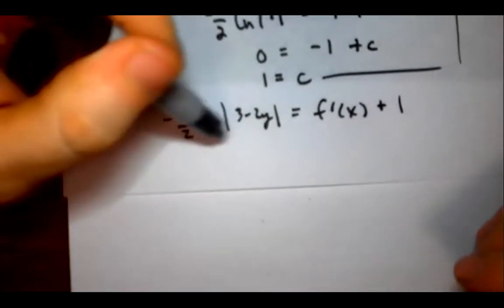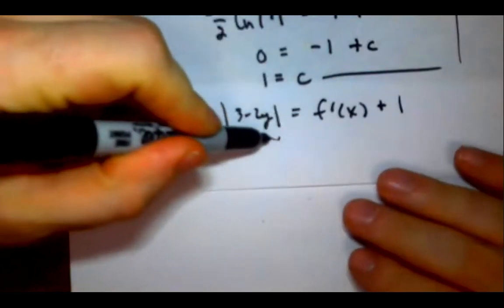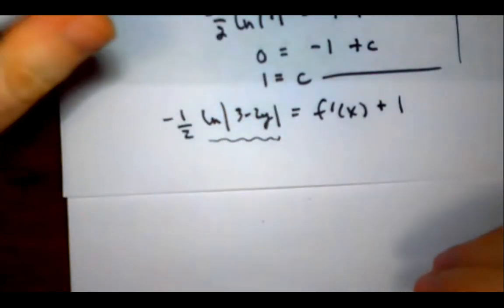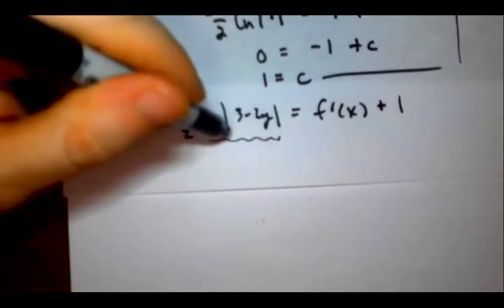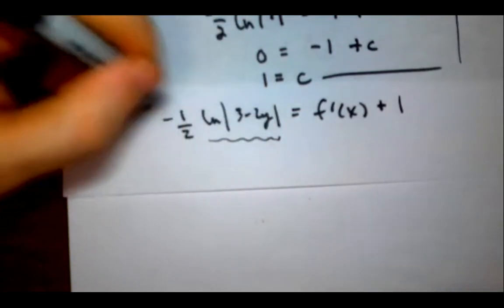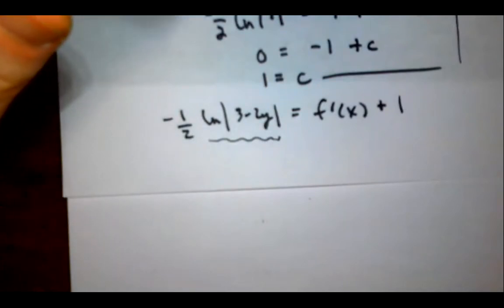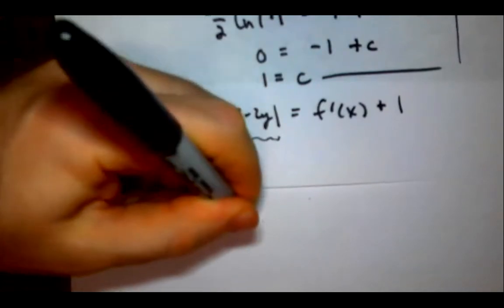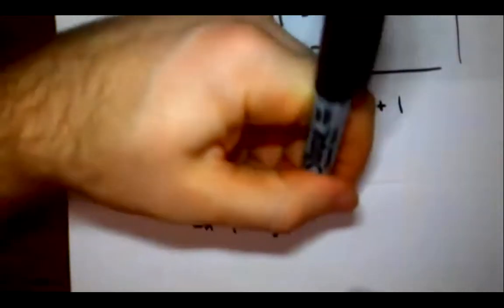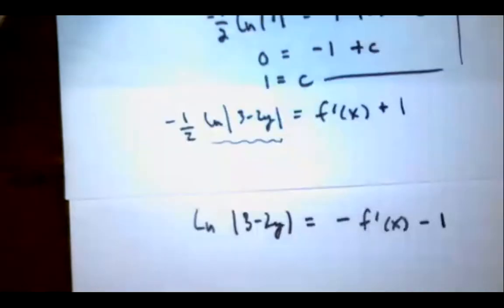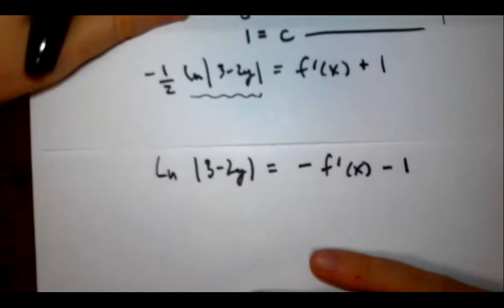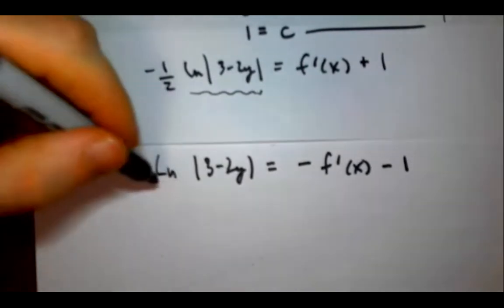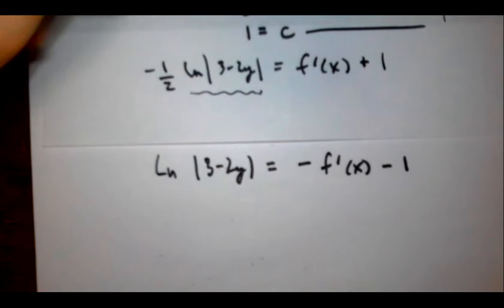So we got to get rid of this at some point. I always say to just solve for the log thing. So we're trying to solve for y. Y is trapped inside a natural log. Before we start playing around with natural log, I would multiply both sides by -2. And that would give you natural log of 3 minus 2y is equal to negative f prime of x minus 1. Okay. All right. So now what did you do with your natural log? Change it to the log and then e.